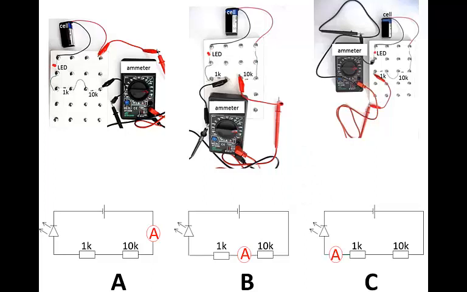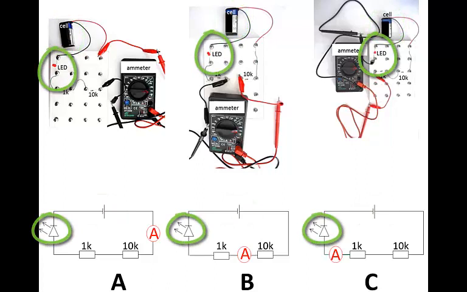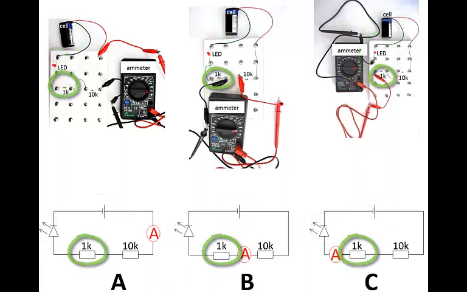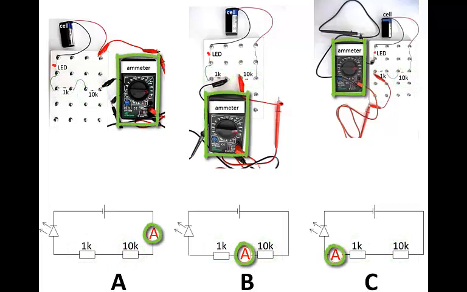Actually, it's only one circuit with the ammeter in 3 different places. In all 3, there's a 9-volt cell, an LED, a 1K resistor, and a 10K resistor. And in all of them we have an ammeter busy measuring current strength. But the ammeter is measuring current strength at different places in each of the 3 circuits.